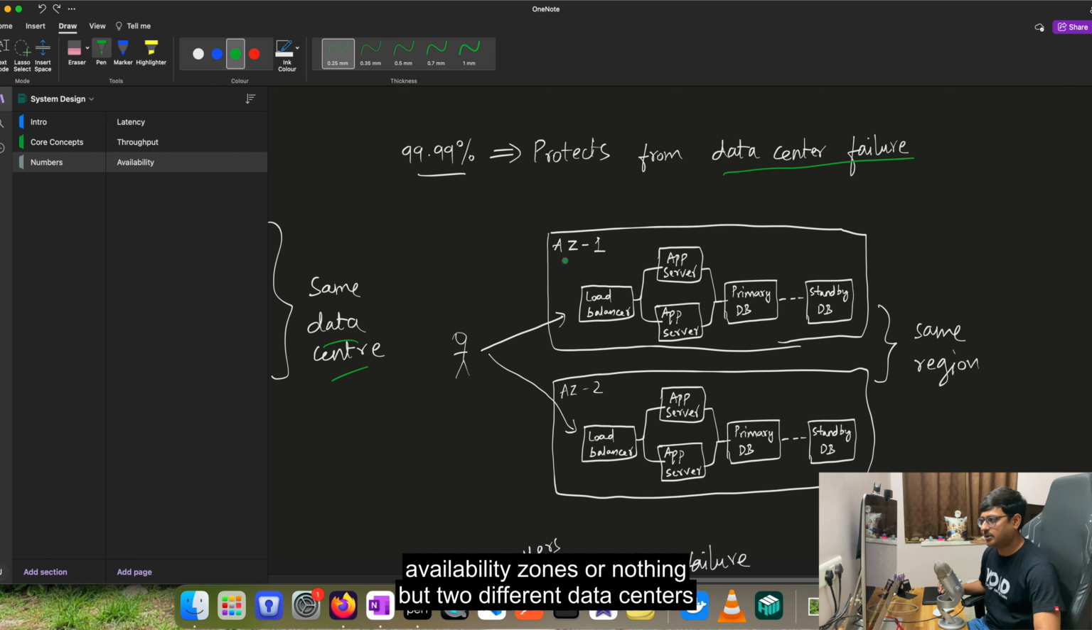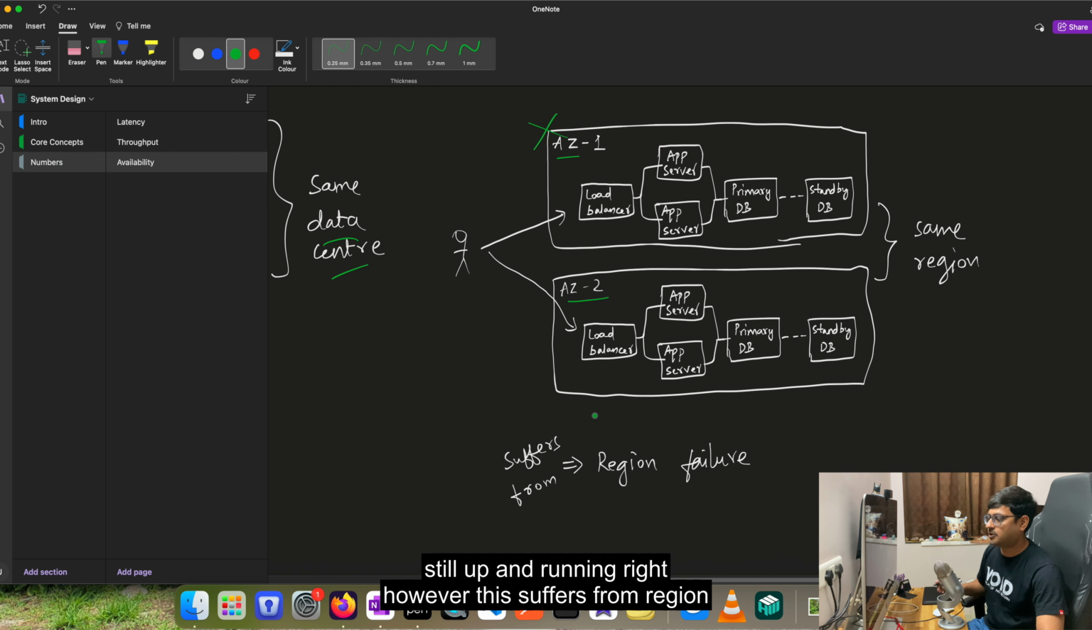So these two availability zones are nothing but two different data centers, and maybe they are separated apart from each other through some distance, right? Maybe they are in the same city or outskirts of two cities, but we have two different data centers and we are protected from a single data center failure. So if one whole data center fails, we still have another data center with the same setup that we have seen earlier, and our system is still up and running, right? However, this suffers from region failure. If the entire geographical region goes down, we are in trouble.